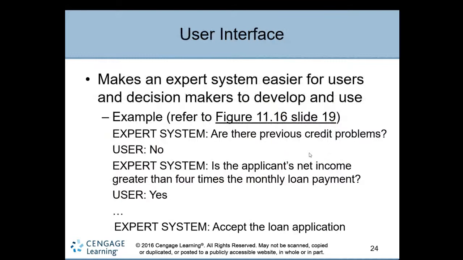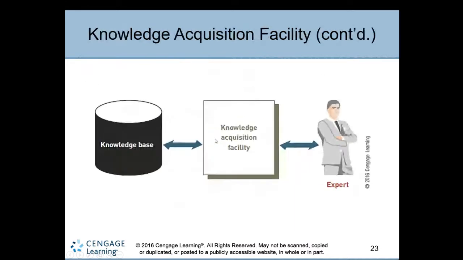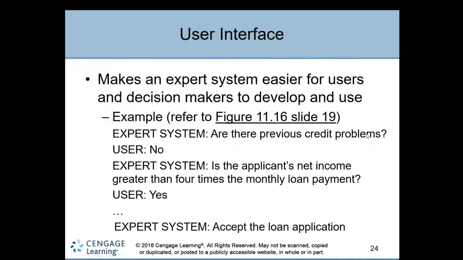The last one is the user interface. The user interface, like a terminal, makes an expert system easier for users and decision makers to develop and use. For example, this is what a user interface looks like. This is a screen where we enter the queries one by one. Here the expert system asks, is there a previous credit problem? The user enters no. The next is, is the applicant's net income greater than 4 times the monthly installment? Yes. Then it goes one by one. It's interactive for the user.